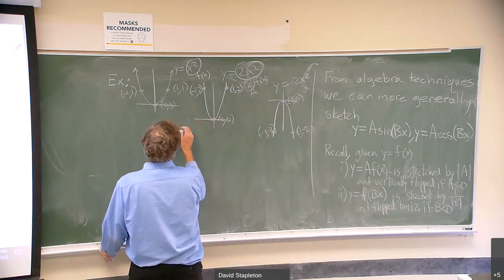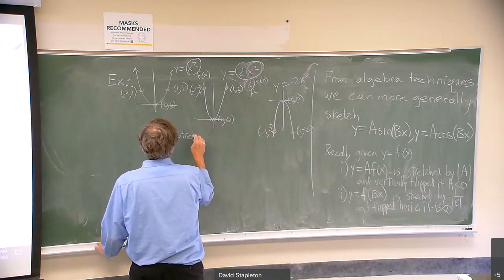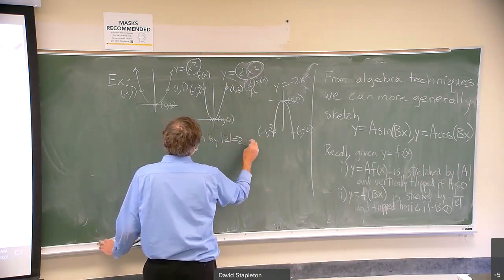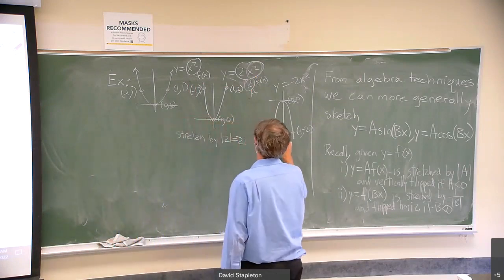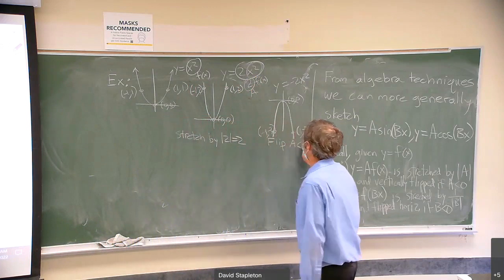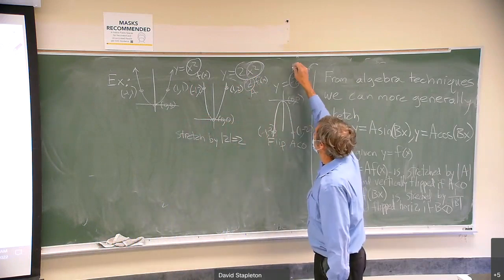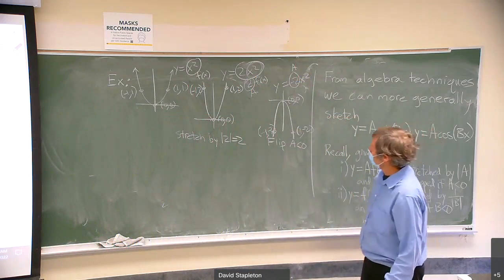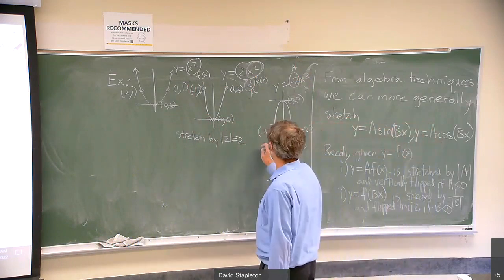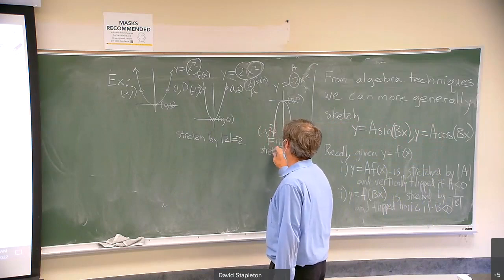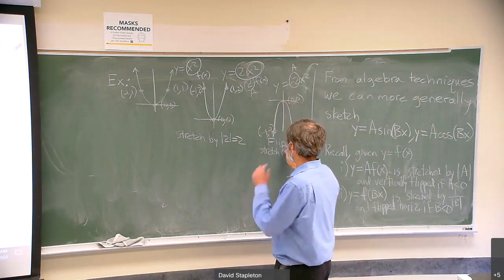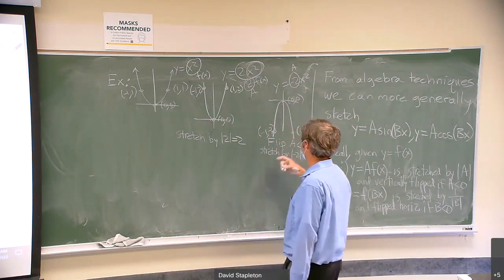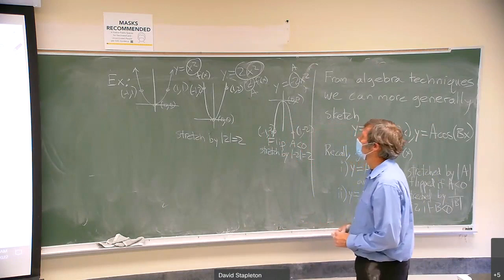So this is a stretch by absolute value of 2, which is 2. And then this is a flip because you put a negative, a less than 0. Because this is a. So this one here is a stretch by whatever you multiplied it by, absolute value of a, absolute value of minus 2 is 2, and a flip since a is negative.